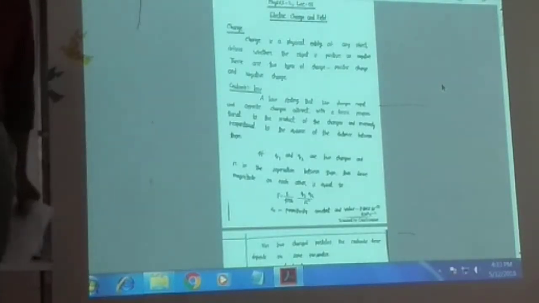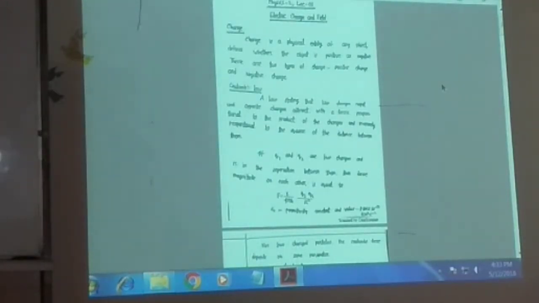Charge is actually physical entity of any object. So what does it mean, the physical entity of any object? Since it's a physical entity of any object, it defines whether the object is positive or negative. You have already known about the proton and electron, you have heard the names. Proton is positive charge, electron is negative charge, right? Okay.